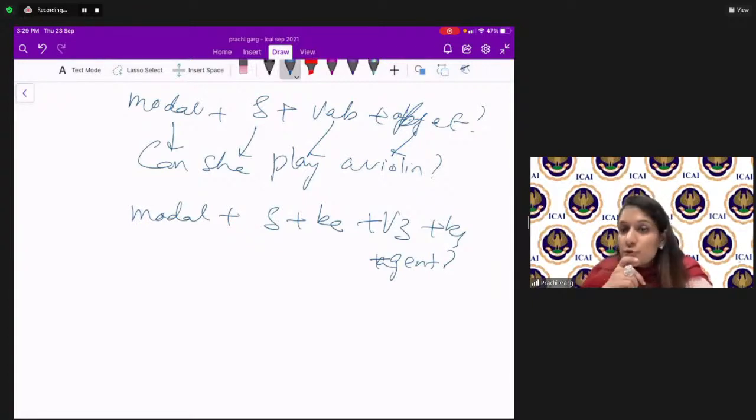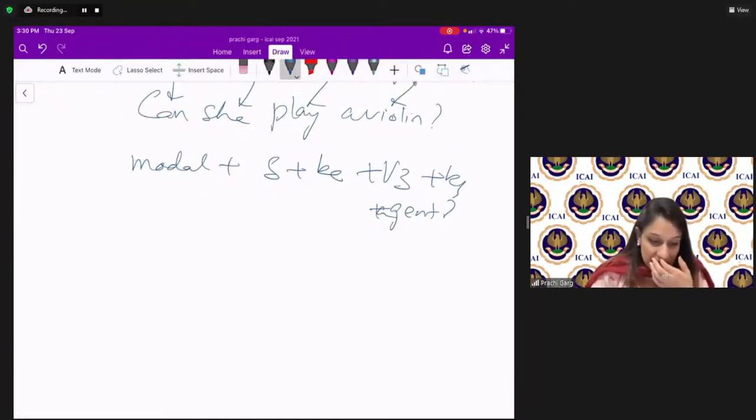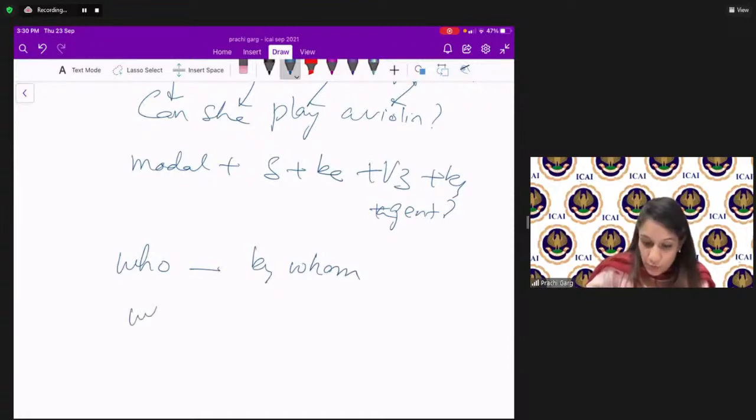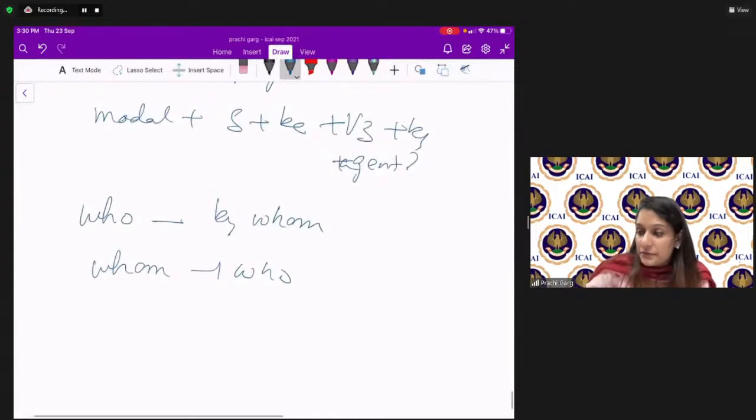Has doesn't change if you're using has or have only. In active voice, if it's just has and have, you will use has and have only when changing from active to passive. Can a violin be played by her? Very good. Next, the rule for when the question starts with who or whom. If it starts with who, the who will change into by whom. And if it starts with whom, it will change into who from active to passive.